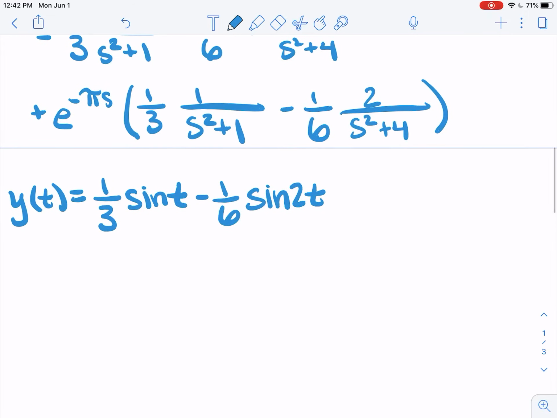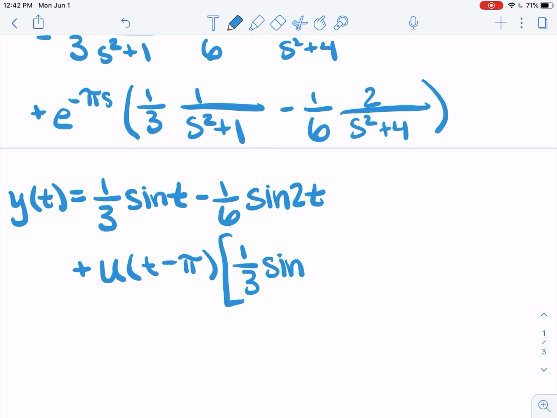And then we come to the part with this exponential. We know the inverse of something involving the exponential is going to give us a step function. So we're going to have plus step function u of t minus pi times the inverse of the 1/3 term, which is sine of t. But now, the way that the table works in line 5, remember we replace what we would normally have as the inverse. We replace the t with t minus pi. So normally that inverse would just be a sine of t, but because of that exponential and the step function stuff, the t becomes t minus pi.